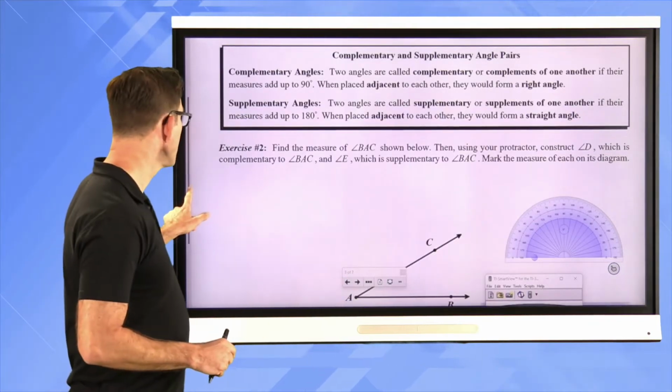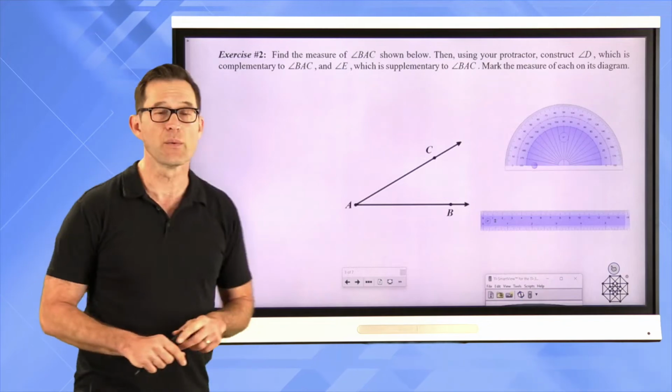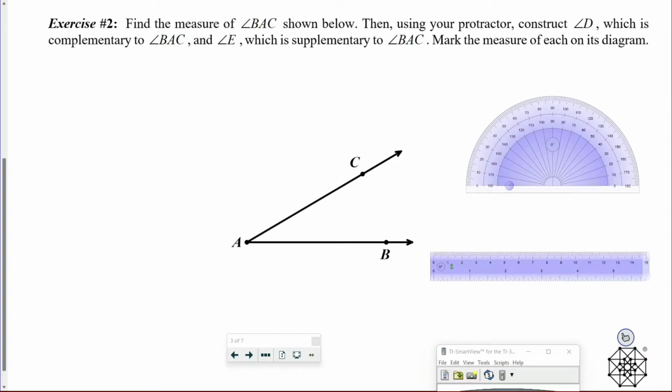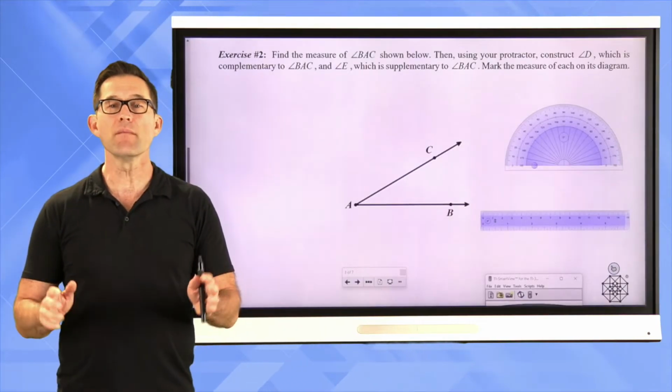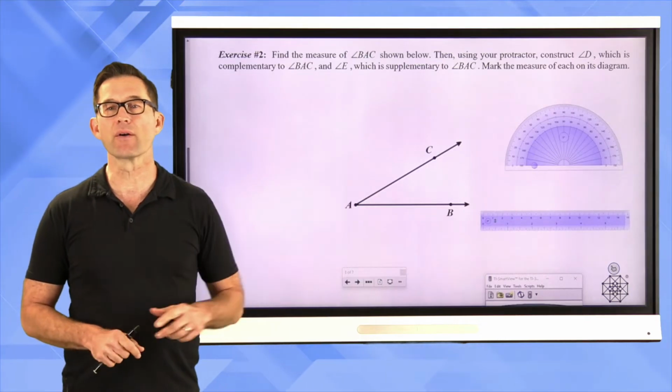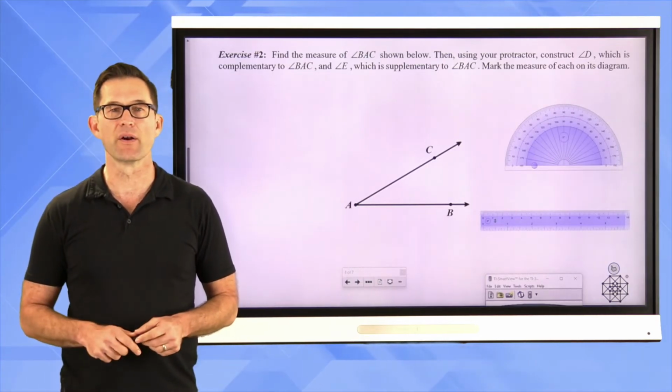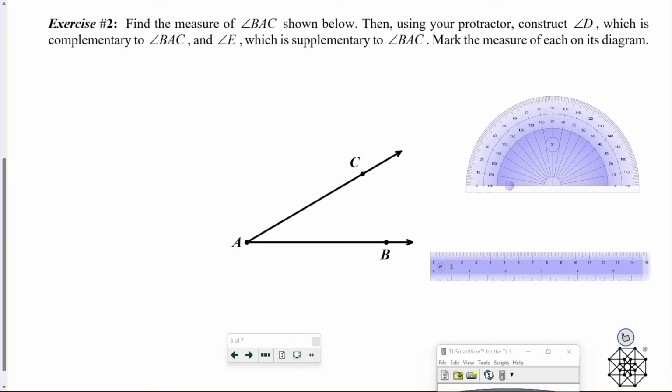So let's take a look at exercise number 2, see what it asks us to do. Find the measure of angle BAC shown below. Then, using your protractor, construct angle D, which is complementary to angle BAC, and angle E, which is supplementary to angle BAC. Mark the measure of each on its diagram. All right, we'll take a moment and just figure out the measure of angle BAC, and then we'll take it from there together.